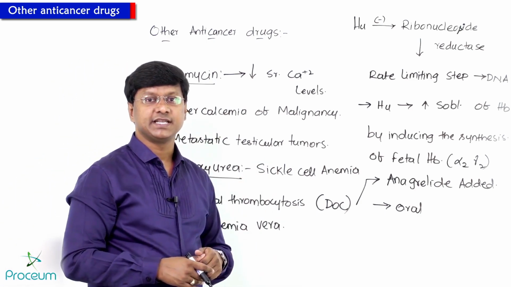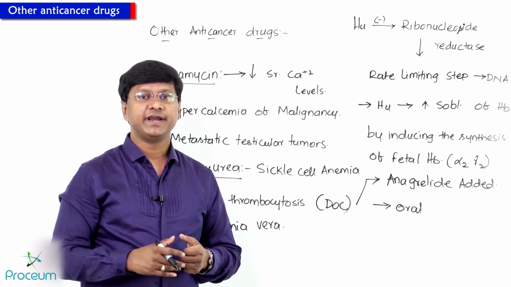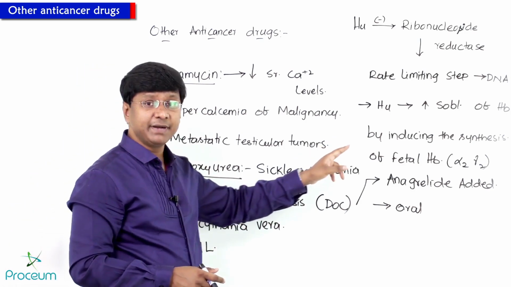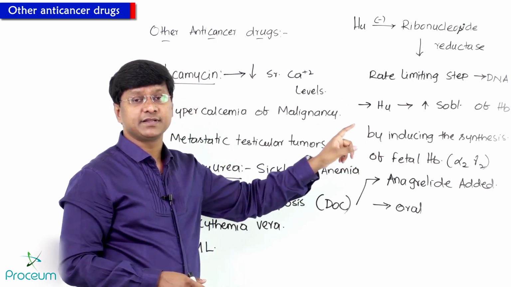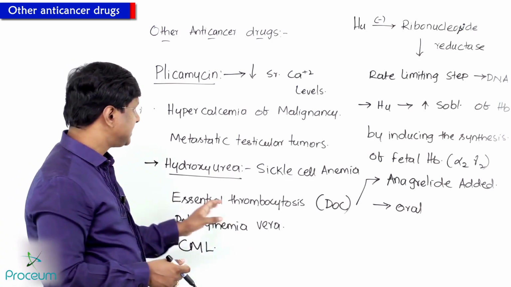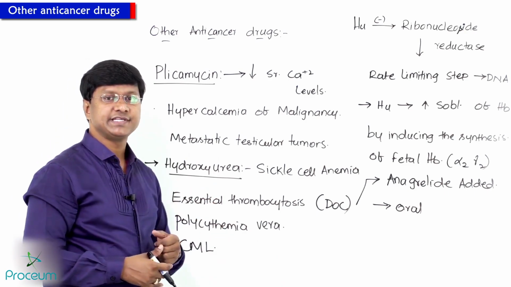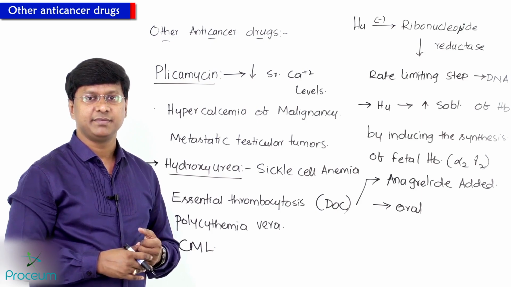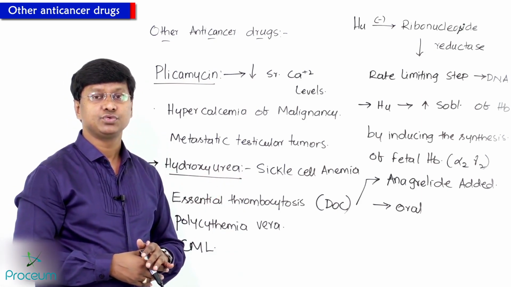In sickle cell anemia, hydroxyurea increases the solubility of the hemoglobin by inducing the synthesis of fetal hemoglobin. By increasing the solubility of the hemoglobin, it will reduce the vaso-occlusive events. The other important thing is that in essential thrombocytosis, hydroxyurea is considered the drug of choice, and if there is no response, then anagrelide may be added. And for all these purposes, hydroxyurea is given through the oral route.